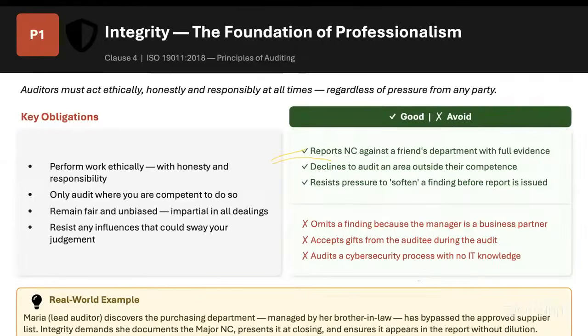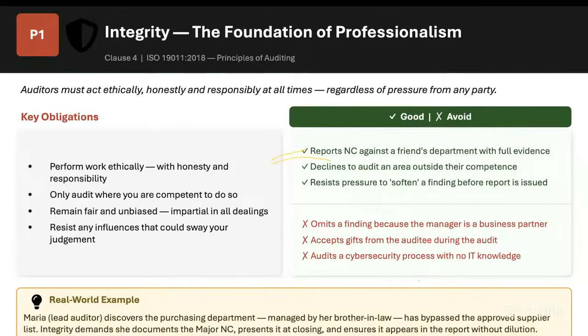integrity requires you to perform your work ethically. Do the right thing. Remain fair and unbiased. And you need to be sensitive to any influence that may be exerted on your judgment while carrying out your audit. You should resist any of those influences. So you say good, these are good, and they say report NC against a friend's department with full evidence.